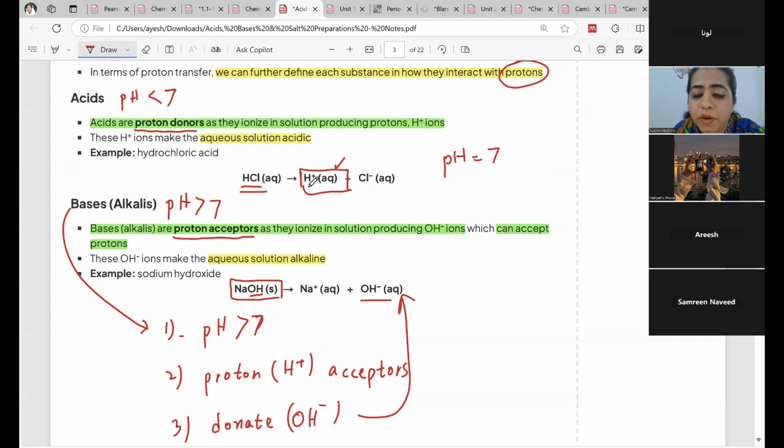So we are going to just see which species of the compound is going to donate H positive ion, that will be acid. And if it is donating OH negative ion, that is going to be alkali or base.